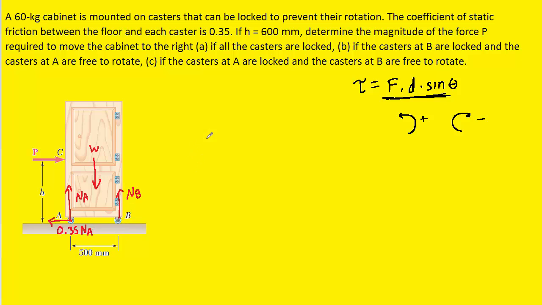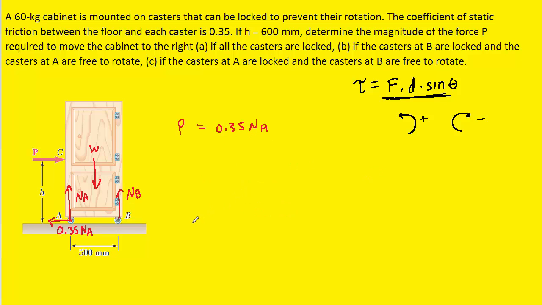Now, as before, the sum of the forces in the x direction is going to equal 0. We can see that there are two forces, the positive P force and then the negative frictional force. And then if we add that frictional force over to the other side, we can see that the pushing force is equal in magnitude to that friction force. Then we'll do the torque again.